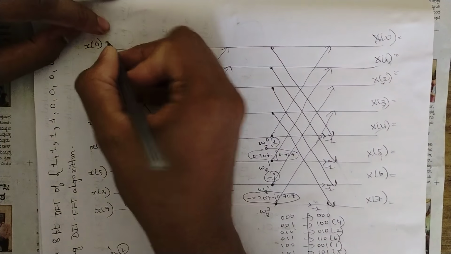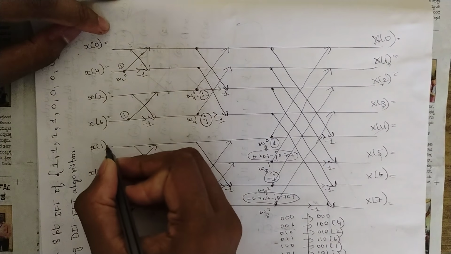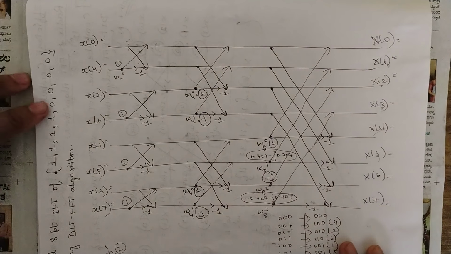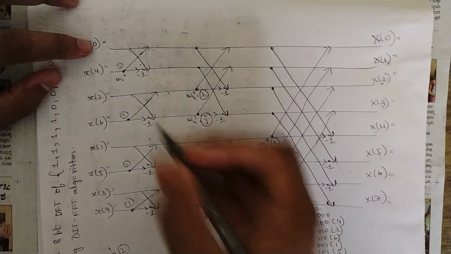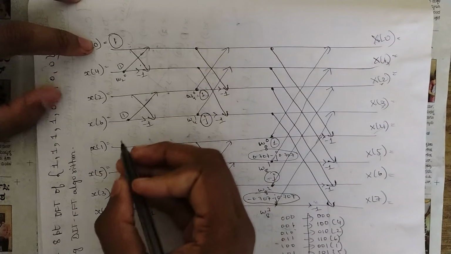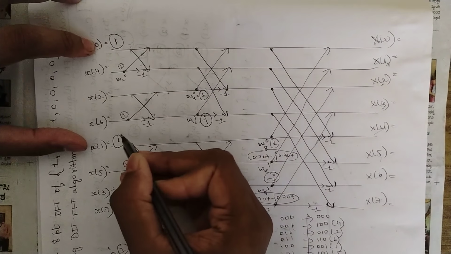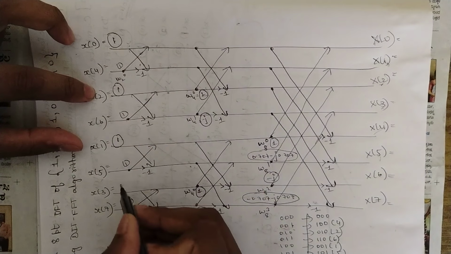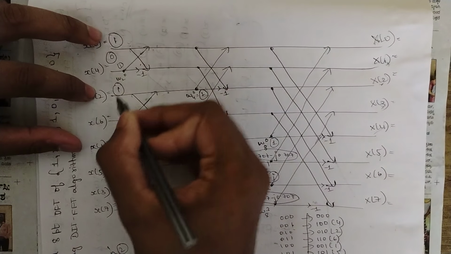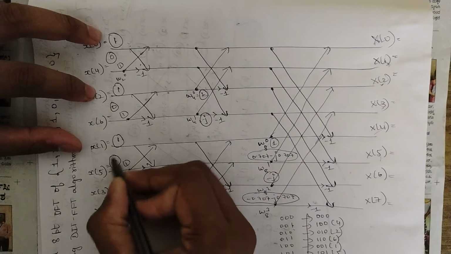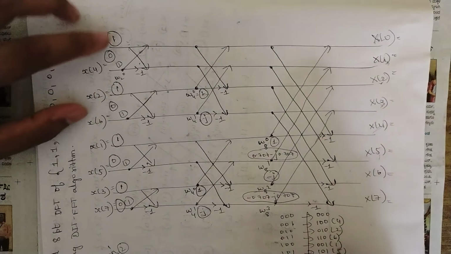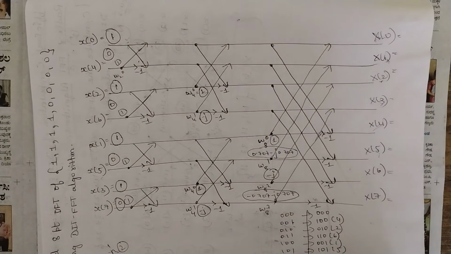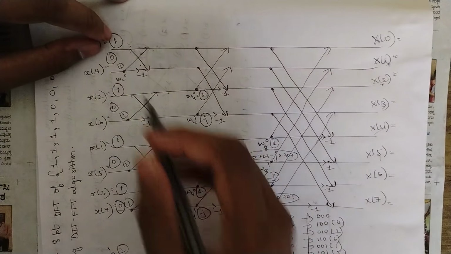So first write all the input values. We have not written the input yet. The question is 1 1 1 1 0 0 0 0. So x of 0, the first term, is 1. Then x of 1 is 1. X of 2 is 1. X of 3 is 1. The rest are all zeros. Right? So we have 1 0 1 0 1 0 1 0. Okay, these are our inputs, and start from here now.